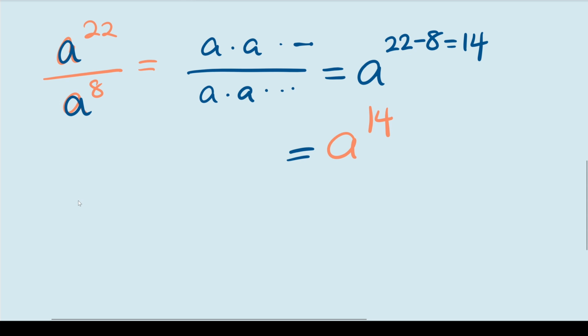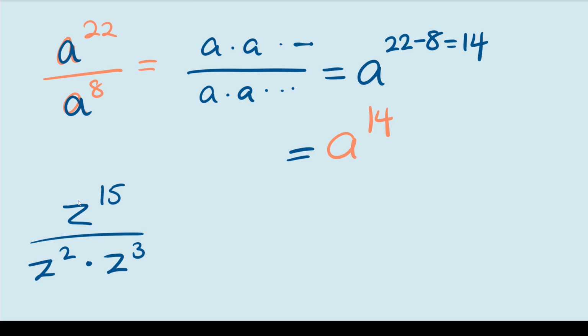Let's say you have z to the 15th power, and it's divided by z squared times z cubed. How would you go about doing this? Well, this question uses an additional concept, which is the multiplication of numbers with exponents. I've already made a video about this, so if you haven't seen that already, I've included a link in the description below. However, if you have seen that video, then you'll know that when you're multiplying numbers with exponents and they have similar bases, like z in this case, then you can simply add the exponents.